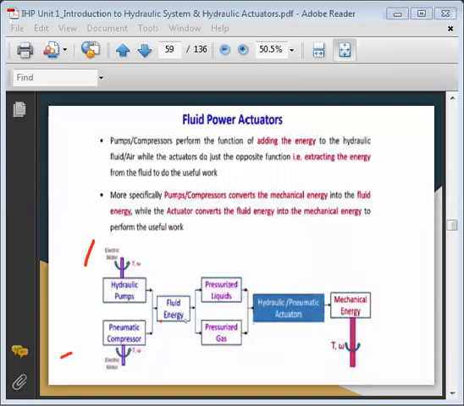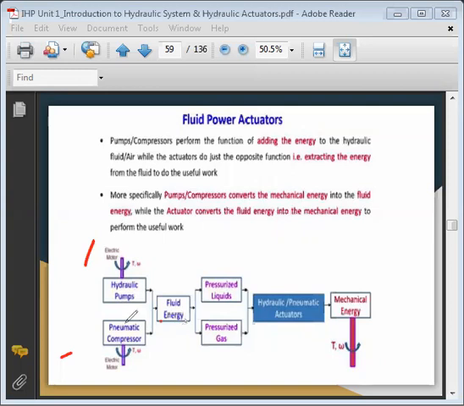By creating some pressure, whether it is your pump or the compressor, they create the resistance to the flow. That resistance to the fluid flow will create the fluid energy. Okay, meaning it is a pressure, and this will come from the actuator. Getting it?